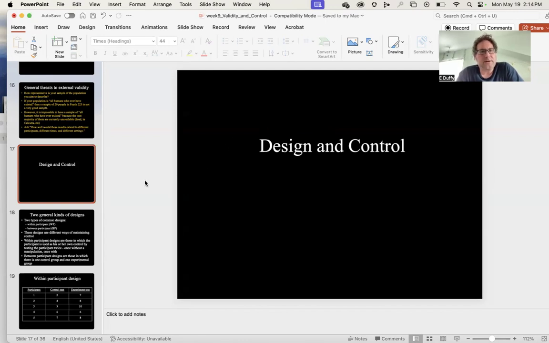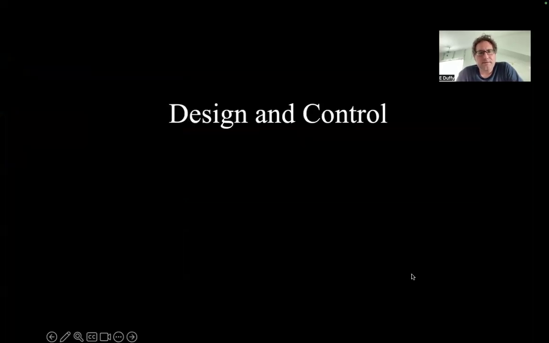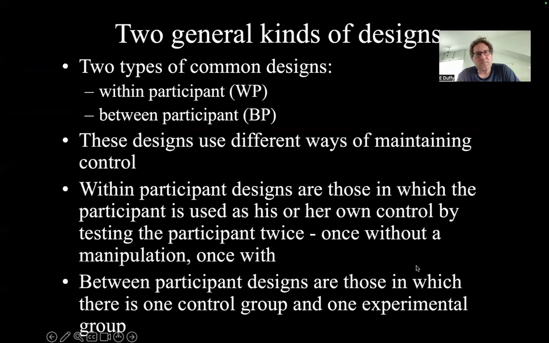Okay, so the next thing I'm going to talk about is design and control. In general, there are two types of designs that we use in psychology. One is called within participants, and that's one where we test the same person multiple times. And the other is between participants, and that's where we test people only once, and there are multiple groups of different people.